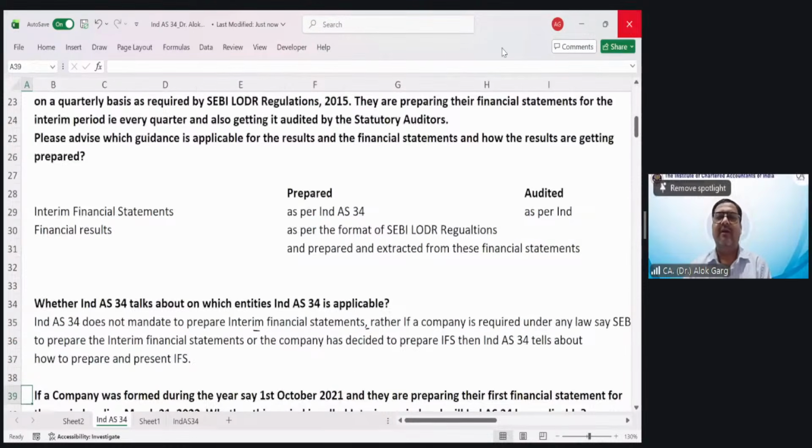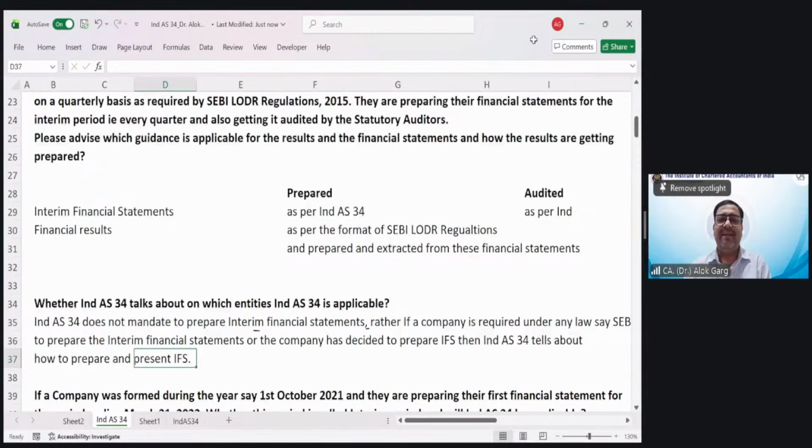Okay, clear? Now, whether Ind AS 34 talks about on which entities Ind AS 34 is applicable. Guys, tell me whether Ind AS 34 tells you on which entity it is applicable. Mr. Kasak Yadav, does Ind AS 34 tell on which entities it will be applicable? Manoj? No. Ind AS 34 does not mandate.